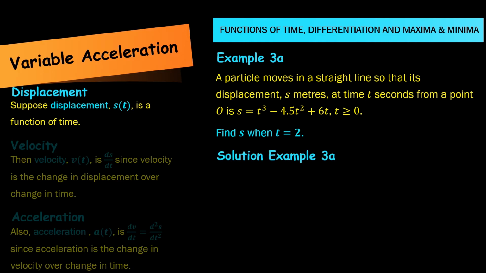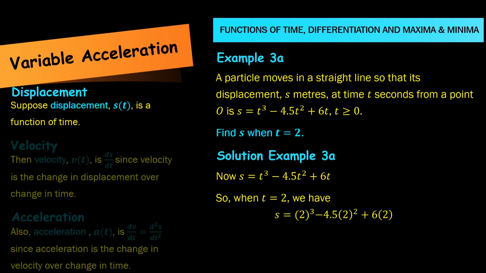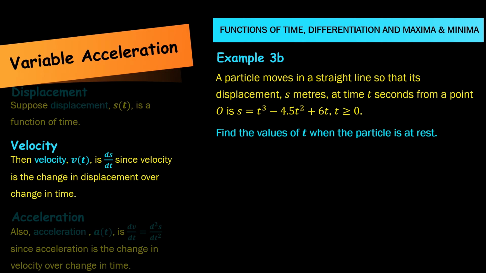So let's solve this. We have the equation for s. So when t equals 2, we simply plug that in to the equation, as shown, to give s equals 2. So when t equals 2, s equals 2 meters. Now let's have a go at part B.